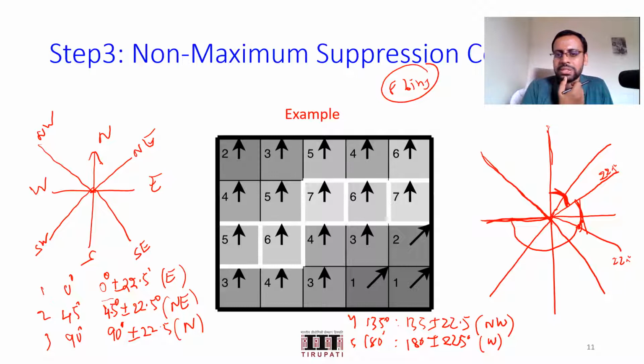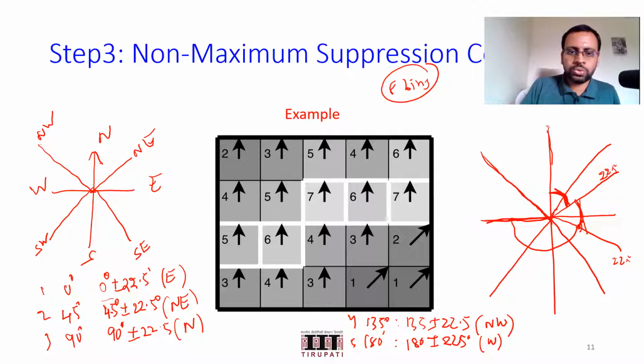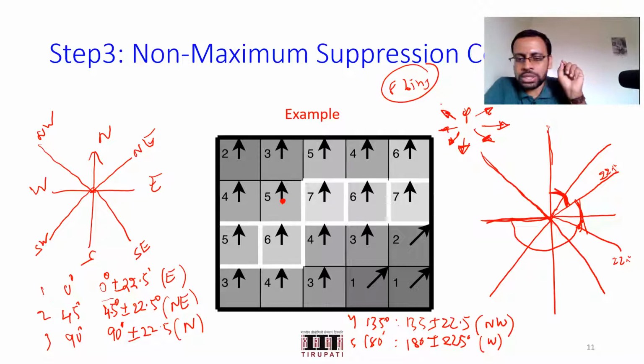Now this is a very, very important step, non-maximum suppression. Listen carefully. I'll go through the image. At a given pixel, I look at its orientation. For example, while I am going through this whole image, let's say I am here, my orientation is in which direction? I am showing the orientation through these arrows, which could be this, arrow down, arrow this. I am representing them symbolically like this. These are my orientations. I go to each pixel of my image and look at its orientation.